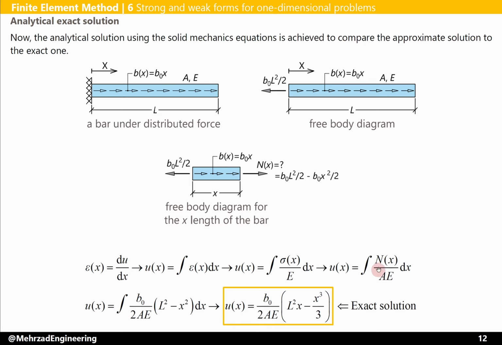And now we could apply the equation for the internal force that we have found earlier. This is the equation. And now we could calculate this indefinite integration, which gives this equation for u of x, or displacement of the bar at any x, which is beta 0 divided by 2AE times (L² x minus x³ divided by 3). This is the exact solution.